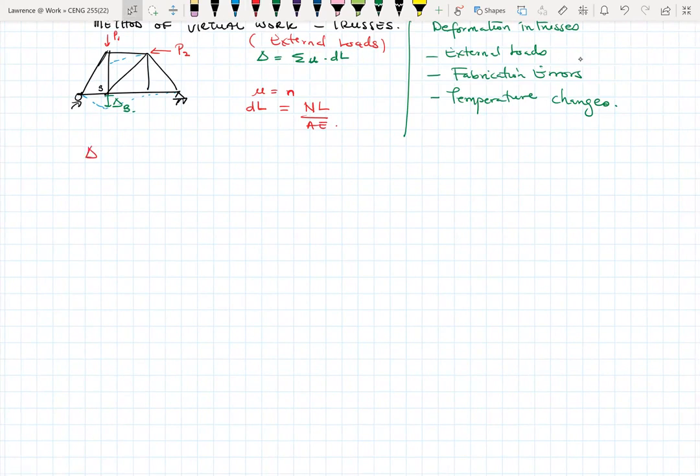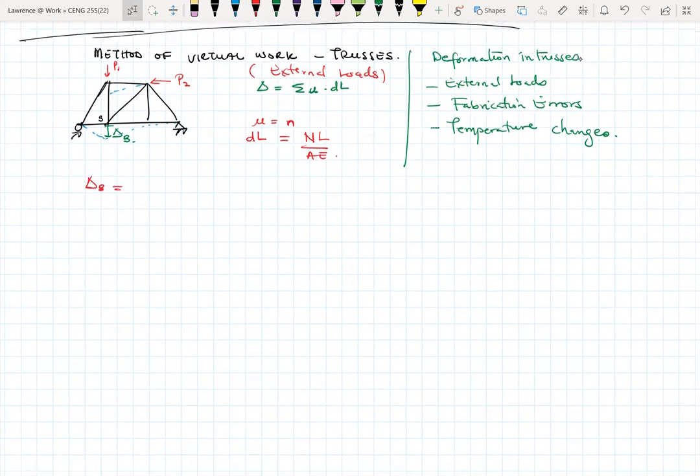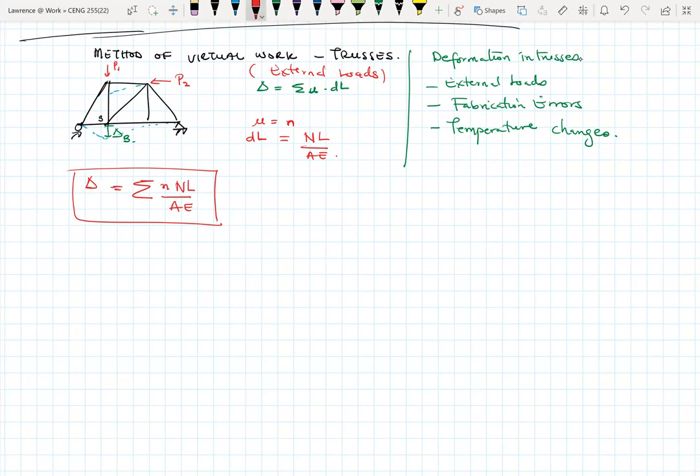Which means that if I want to find delta B, then my delta B would be the summation of small letter n to replace the U, and then my change in length of my internal displacement would be NL over AE. This is more or less a generalized equation, so instead of delta B, I can just make it delta. The displacement at any point on the truss can be formulated using this equation, where the small letter n is the virtual internal axial force.